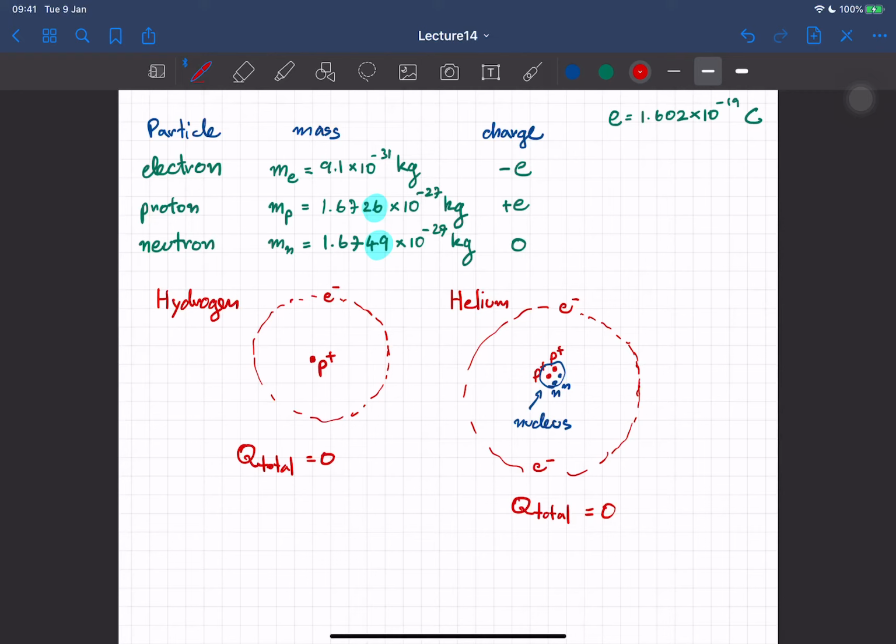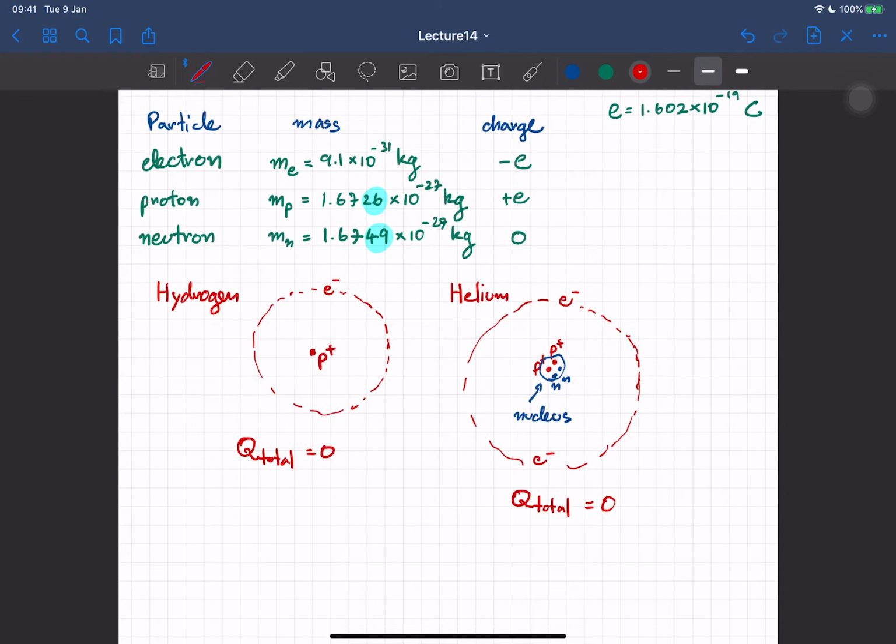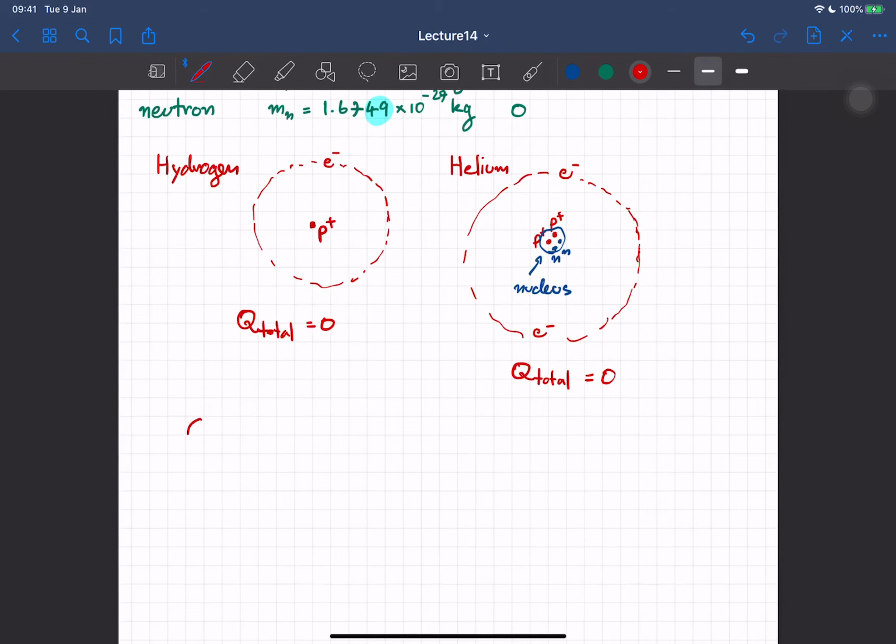And now you ask, okay, but we know that in some cases an object can acquire some electric charge. For example, if you take a lump of, let's say, rubber. So rubber consists of many atoms inside. And if each atom is electrically neutral, each atom has Q total equal to 0. So it doesn't matter how many atoms you have, the total charge will also be equal to 0.